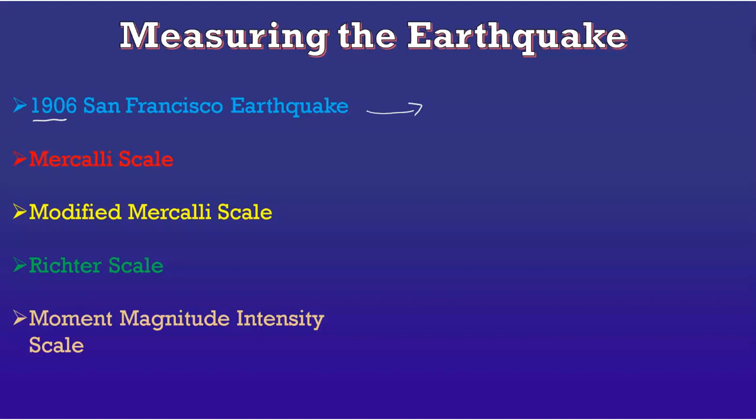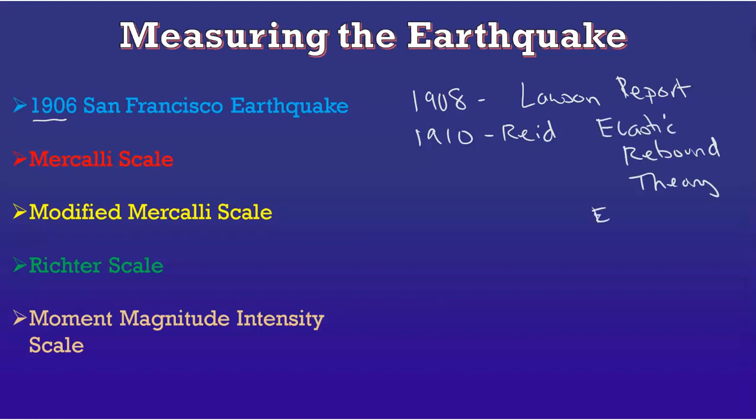And this led to, so in 1908, just 2 years after the earthquake, there was the Lawson Report, which was researched and reported about the earthquake and the effects and the damage and the functionality of the earthquake. And then in 1910, Reid formulated his theory on elastic rebound. So he's called it ERT for short.